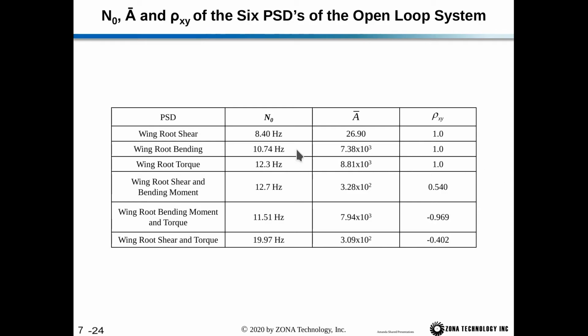So our N naught value is printed out for our 3 auto PSDs and our 3 cross PSDs. Then we have our A bar, and then we have our rho XY, the correlation. And of course, for the auto PSDs, the correlation is 1. And then for the cross PSDs here, interestingly, we see that the correlation between wing root bending and torque are almost perfectly correlated with just an opposite sign.